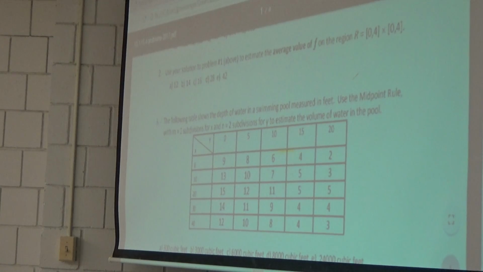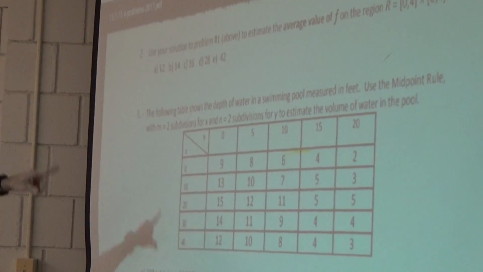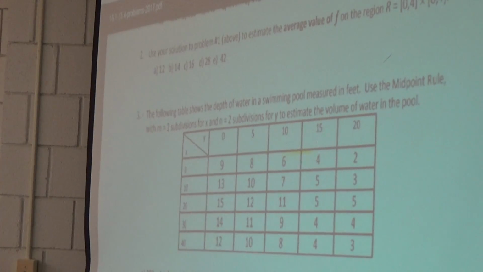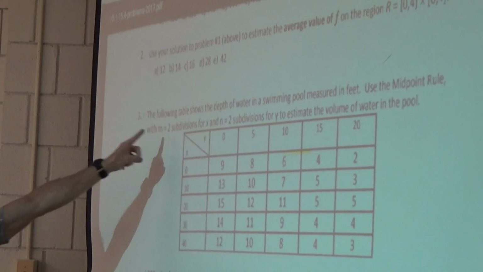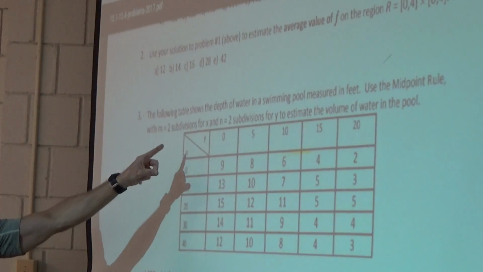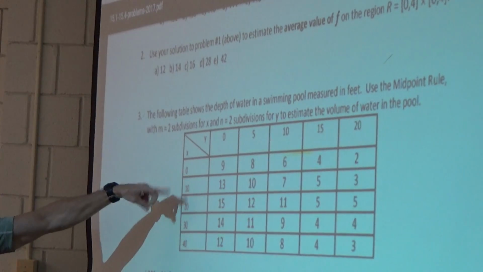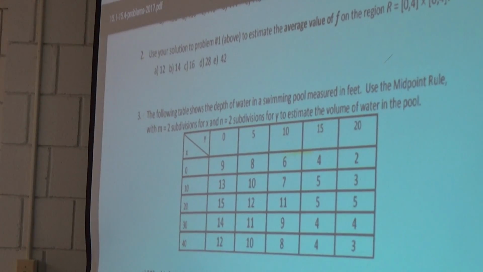Okay, here's our problem, everyone. The following table shows the depth of water in a swimming pool, measured in feet. Use the midpoint rule. M equals 2, N equals 2 subdivisions. Remember, M is for x, N is for y. To estimate the volume of water in this pool.